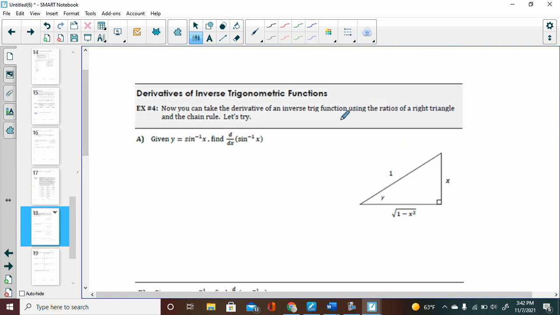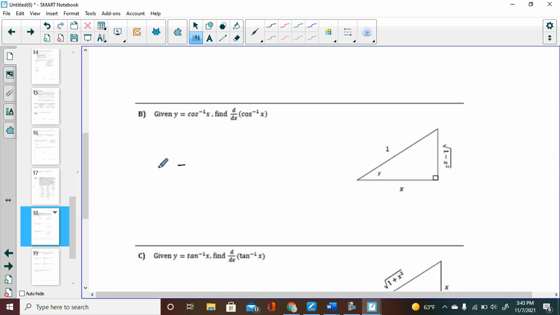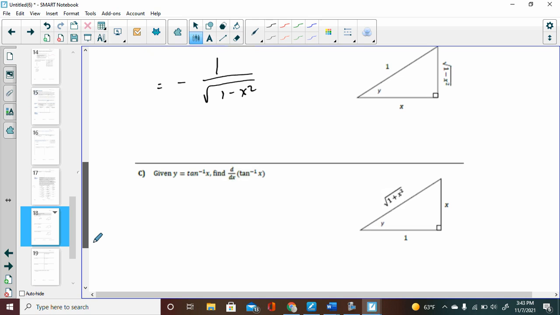We're not going to worry about the proofs here. What we're going to worry about is you memorizing that the derivative of the arc sine of x is 1 over the square root of 1 minus x squared. The derivative of the arc cosine is equal to negative 1 over the square root of 1 minus x squared. And the derivative of arc tangent is positive 1 over, because it's like saying those two things over each other.